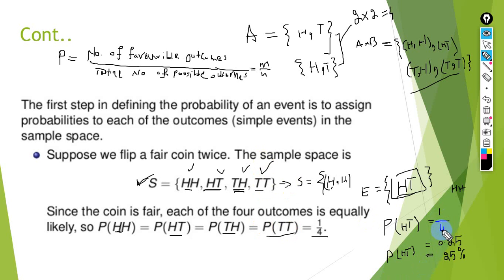For example, I'm taking an event just like this. E is equal to HH or TT. So for example, I want to find the probability of the outcomes HH and TT.